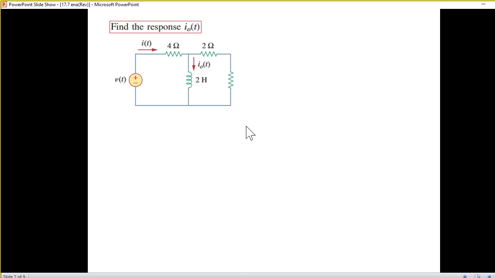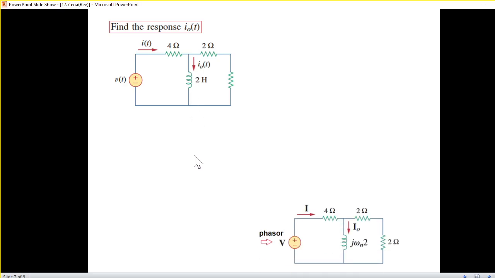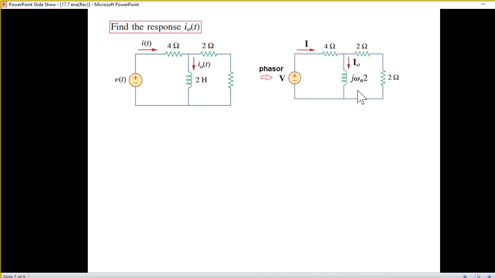Now we'll convert the circuit into phasor domain. So there is only one element, the inductance element, which will change. So this will be j omega, and the inductor value L will become j omega L. Voltage will become V phasor. Current will become I phasor. I0(t) will become I0 phasor.